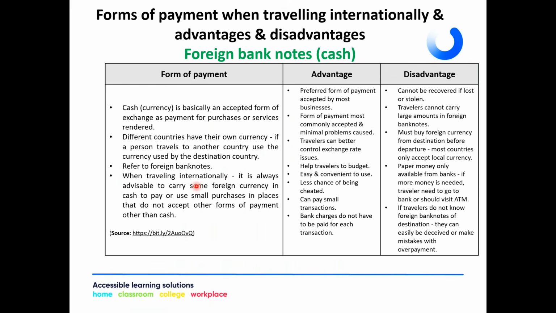So what is foreign banknotes? It is cash in the currency. It's basically an accepted form of exchange as payment for purchase or services rendered. Different countries have their own currency. If a person travels to another country and uses the currency used by the destination, it is referred to as foreign banknotes. When traveling internationally, it's always advisable to carry some foreign currency in cash to pay for small purchases in places that do not accept any other form of payment other than cash.